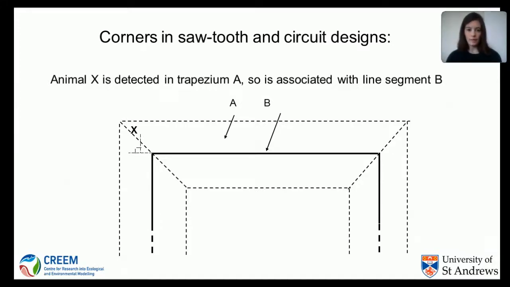And the question is, which line of the circuit should that animal be associated with? And so here's one example of a rule that can be used. We can say that animal X was detected in trapezium A, and therefore that animal belongs to line segment B. And the chapters that I mentioned have examples of many of these rules that can be used in these surveys.